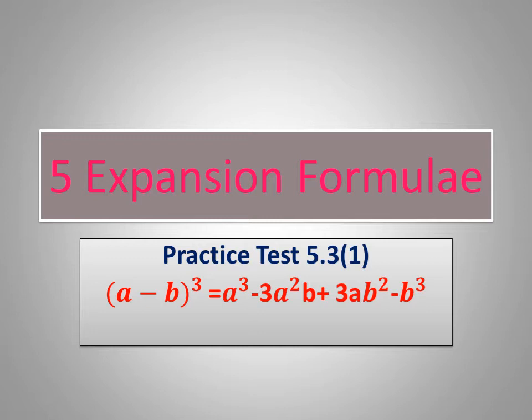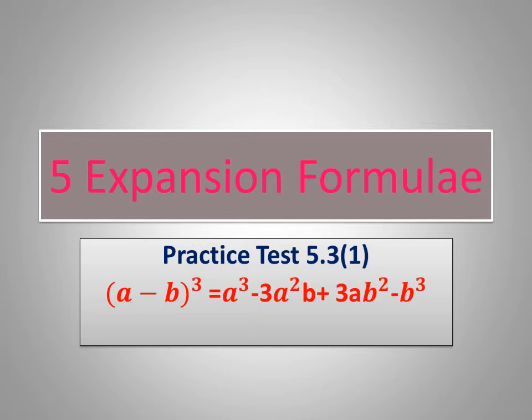Yesterday we saw (A plus B) cube. Now we are seeing (A minus B) cube. What is the expansion of that? A cube minus 3A square B plus 3AB square minus B cube. Again, (A minus B) cube equals A cube minus 3A square B plus 3AB square minus B cube.